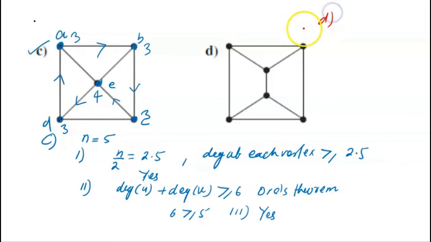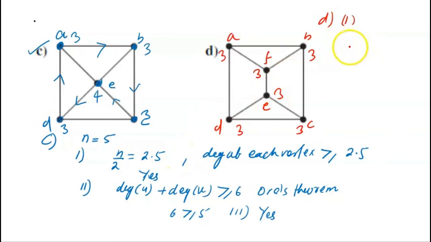In D, how many vertices are there? We have 1, 2, 3, 4, 5 and 6 vertices. And what is the degree of these vertices? Each one has degree 3. And what is the requirement of Dirac's theorem? First of all, what is n? n here is equal to 6, right? The degree of each vertex should be at least n by 2. n by 2 is equal to 6 by 2, which is equal to 3. We can clearly see that each of the vertices has degree 3. So Dirac's theorem can be applied.